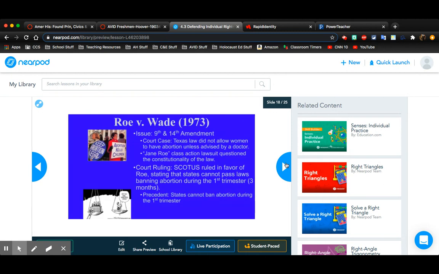Roe v. Wade. All right. Very timely, very important court case here. In 1973, this court case was decided. The issue at hand here was the 9th and 14th Amendments. There was a court case that said that women could not have an abortion unless advised by a doctor. A woman who was using an alias named Jane Roe filed a class action lawsuit saying that was not legal. The Supreme Court ruled in her favor, saying that states cannot pass laws banning abortion.